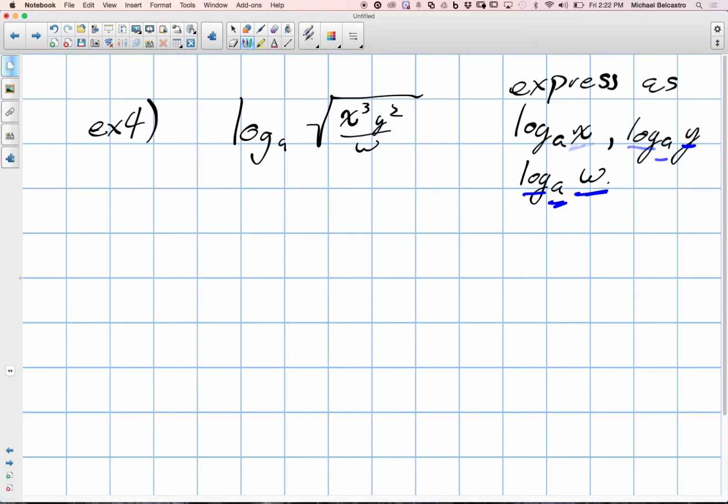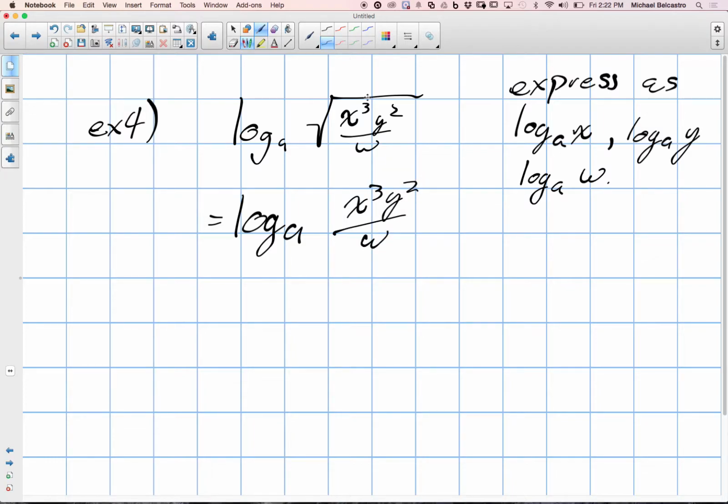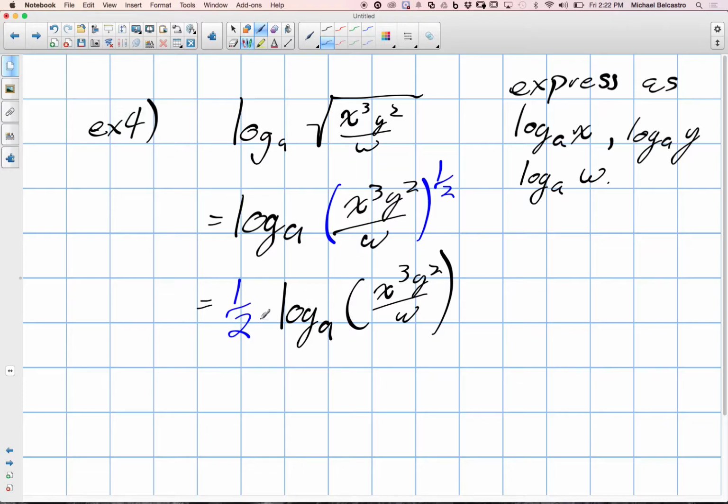So the very first rule I'm going to use is a power rule. I'm going to change this base here into the power of 2 because it's a root of 2. So we have x cubed times y squared over w to the power of a half. That power of a half with our power rule can come down in front, and we have 1/2 times log base a of x cubed times y squared over w. Okay, so here's our first step.